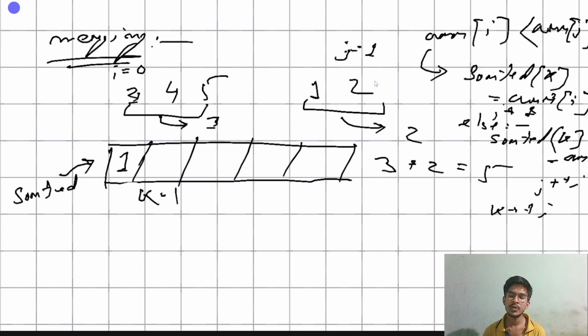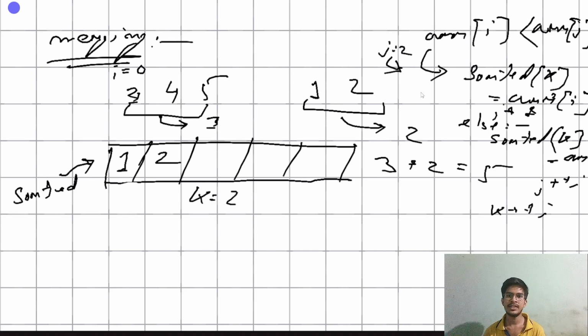Now again 2 is smaller than this i element, so it's smaller. So 2 will be stored here, and j will be plus plus. Now j is pointing to nothing, and k is also plus plus, k equal to 2. Now let's see, j doesn't have anything. That means one list gets empty, all of its elements we have inserted.